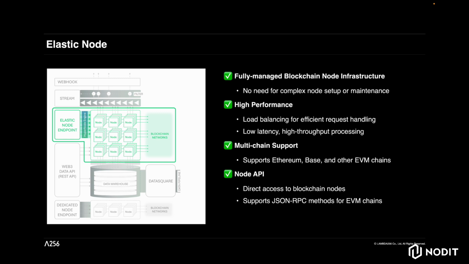Performance is critical when interacting with blockchain networks. Elastic Node ensures low latency and high throughput processing using optimized load balancing. Nodit supports Ethereum, Base, and other EVM-compatible chains. It gives you seamless access to multiple networks from a single platform.